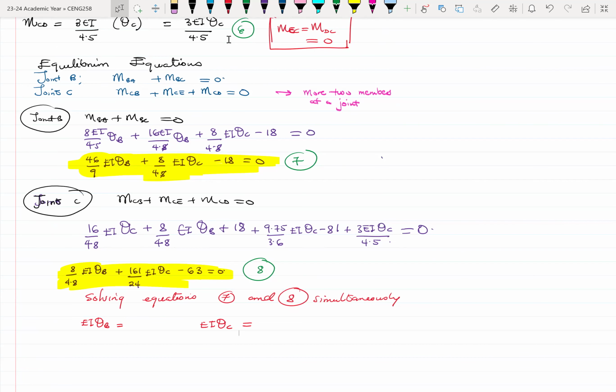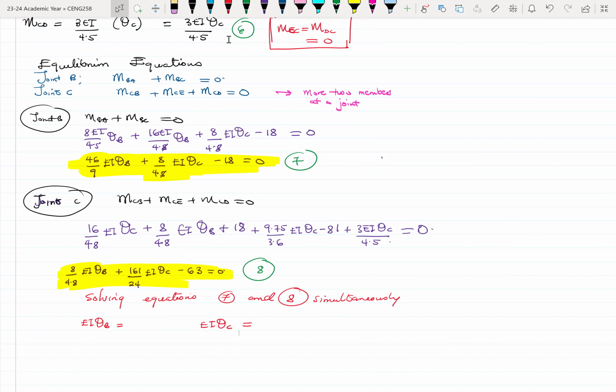So for the 6.9 divided by 9 is the first term. Second term was 8 divided by 4.8. The C term will be 18 because it goes to the other side of the equal to sign. Then the equation 8, the first term is what? 8 divided by 4.8, I believe. Then we have 161 divided by 24. Then we have 63. Let's see what we get at the end.